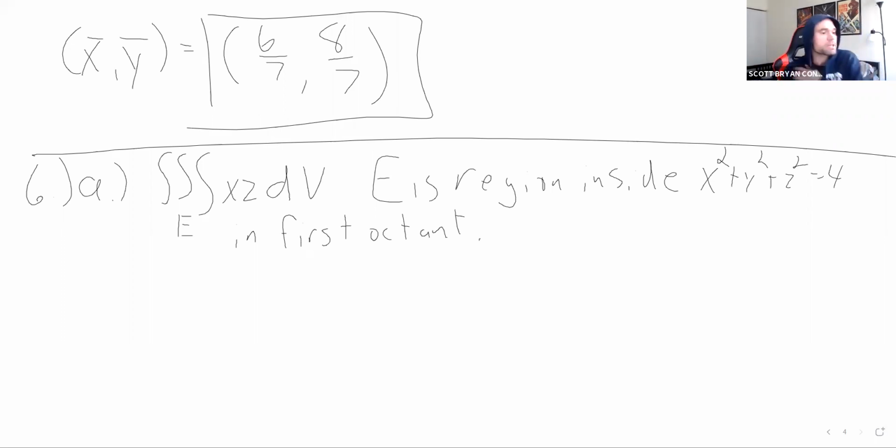Not great at drawing a picture, but I think everyone can imagine the quarter of this sphere. Sorry, the eighth of this sphere, which lies in the first octant. So you take the top half and then you look at the bit where x, y, and z are all positive. Okay. So it's inside a sphere. It's a piece of a sphere. So clearly the most reasonable coordinate system to use here would be spherical.